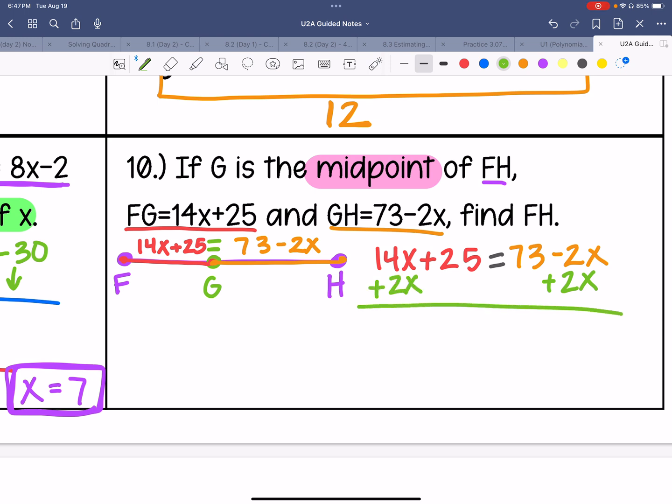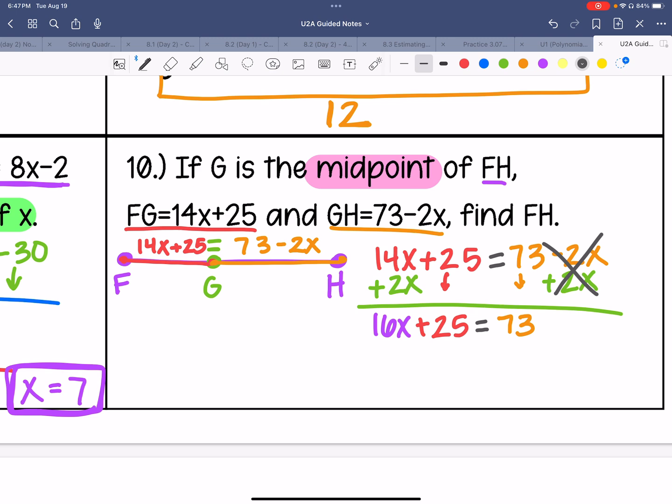So now 14 plus 2 is going to give me 16x. I didn't do anything with my positive 25. Bring down our equal sign. Again, didn't do anything with 73. And then negative 2 plus 2 is going to give me 0. So that's how those cancel out.